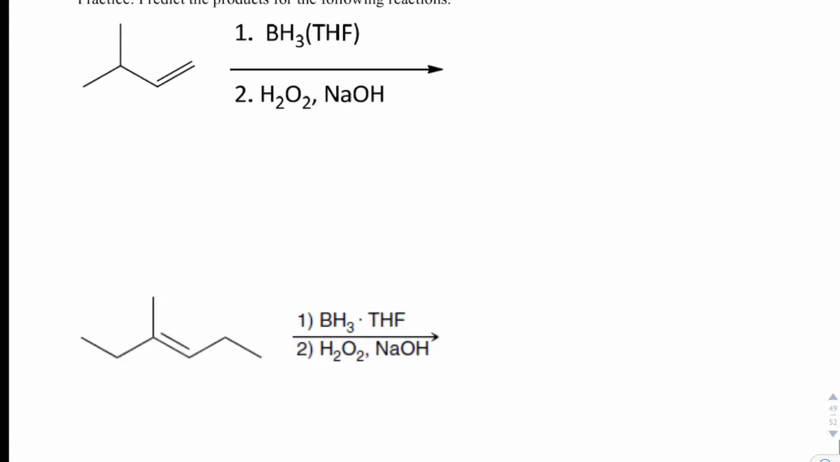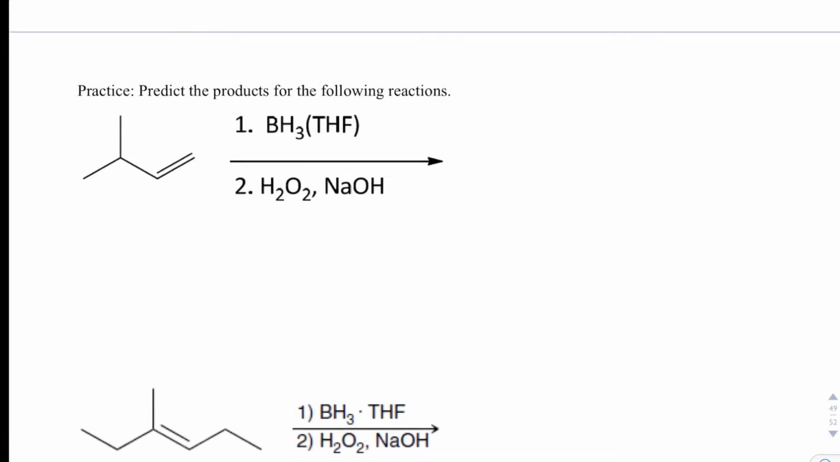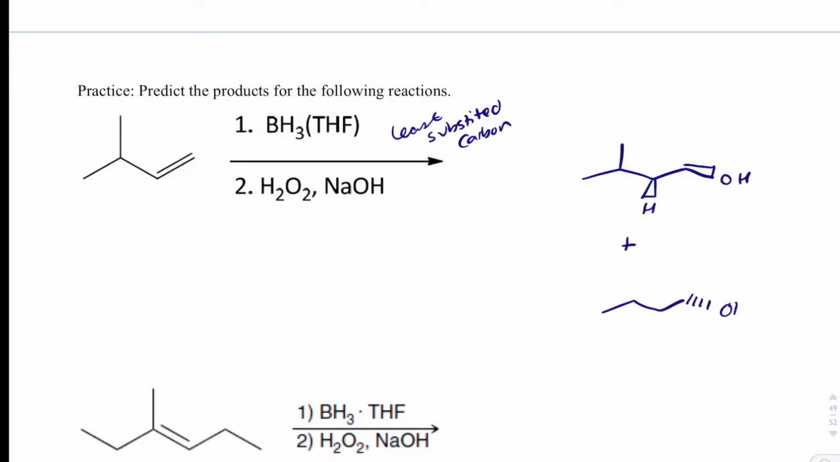Okay, so if we predict the products for these reactions, we are going to add this to the least substituted carbon. We're going to add an OH group, and so we're going to get boom, boom, boom, and we're going to get OH, and let's just say it was a chiral carbon where the OH was added, although it's not. We're going to get OH, and then an H, plus a dash OH, and a dash H.